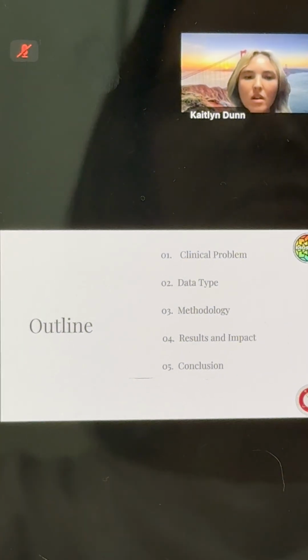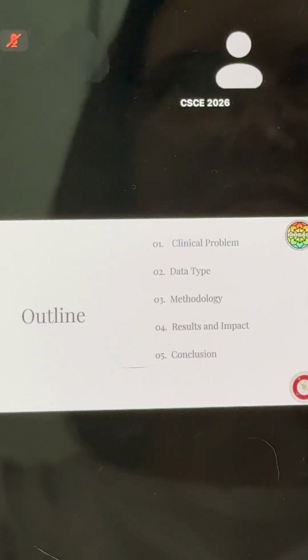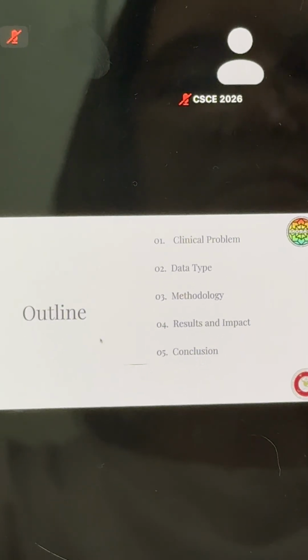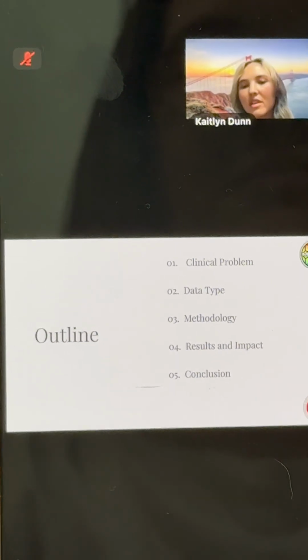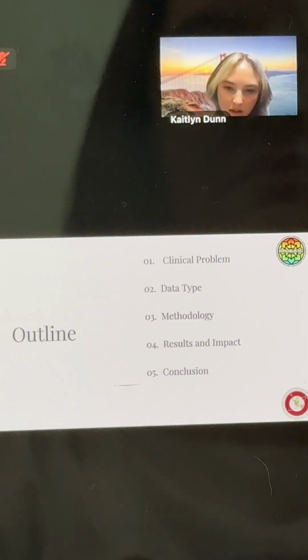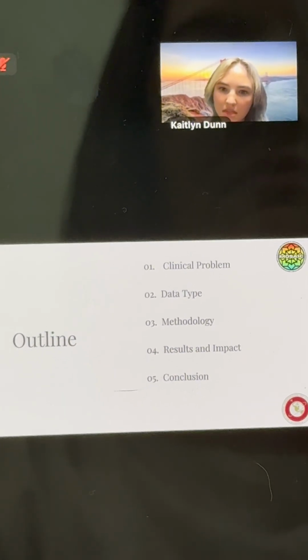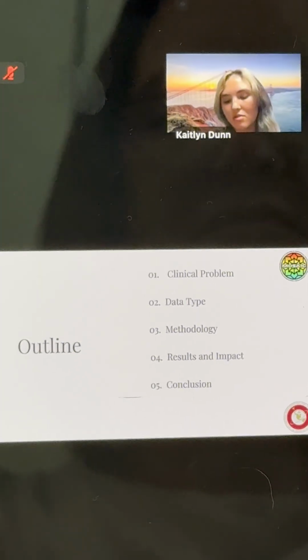So for my main outline, you guys can see my screen, right? Yes, we can. Okay, thank you. So for my main outline, I'm going to be going over the clinical problem that I'm going to be addressing, my data type that I'm using, my methodology, my results and impact, and then my final conclusion.